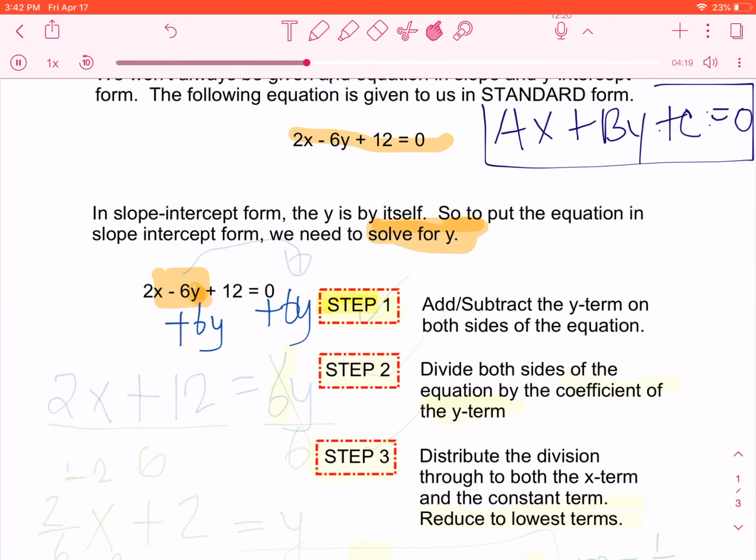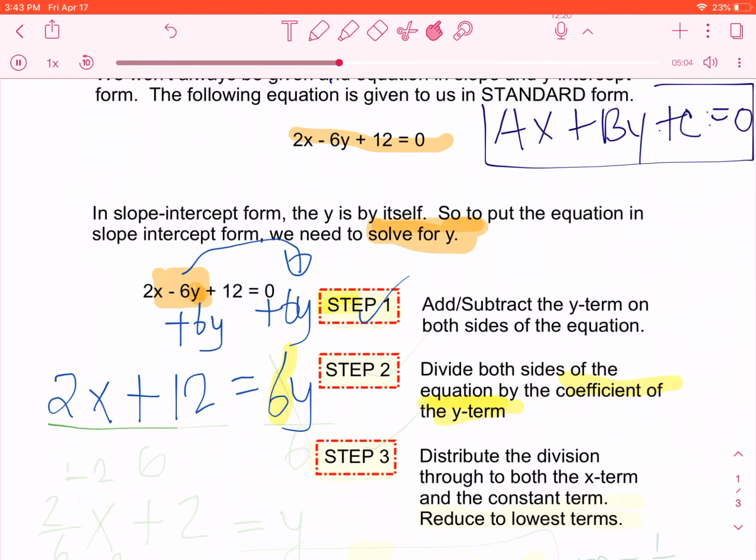So what ends up happening is this negative 6y moves to the right side. So what I actually have left is 2x minus 6y plus 6y cancel. So I just have plus 12 is equal to 6y. Okay, so step 1 is complete. Step 2, we want to divide both sides of the equation by the coefficient of the y term. So the coefficient of the y term is the number that is in front of y. So if you take a look at what is in front of y, we have 6. So what happens is we need to divide both sides by 6.